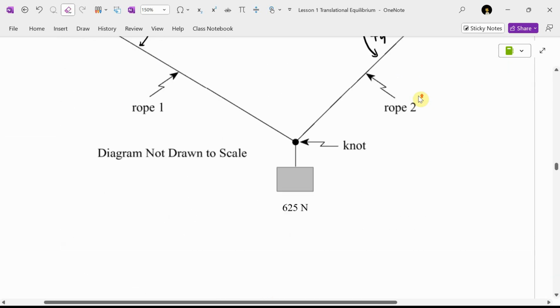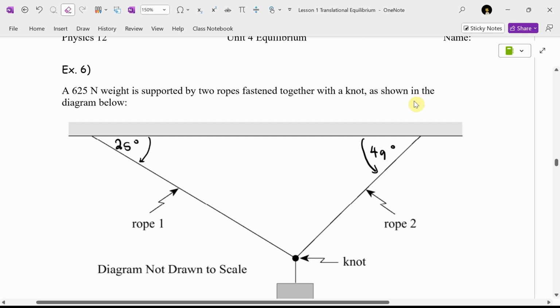Example 6, one more. Wow, I got the yawns. Made Tori yawn too. Okay. Manat, are the angles different? Will the tensions be the same then?